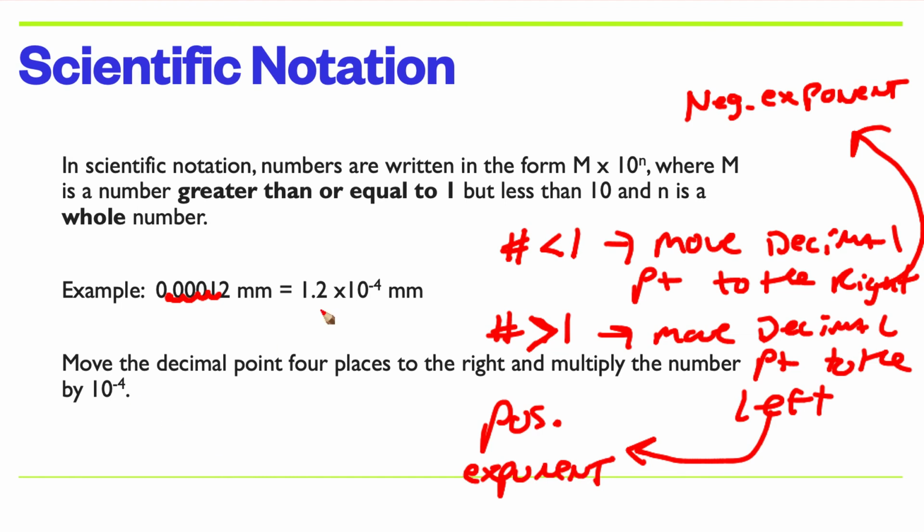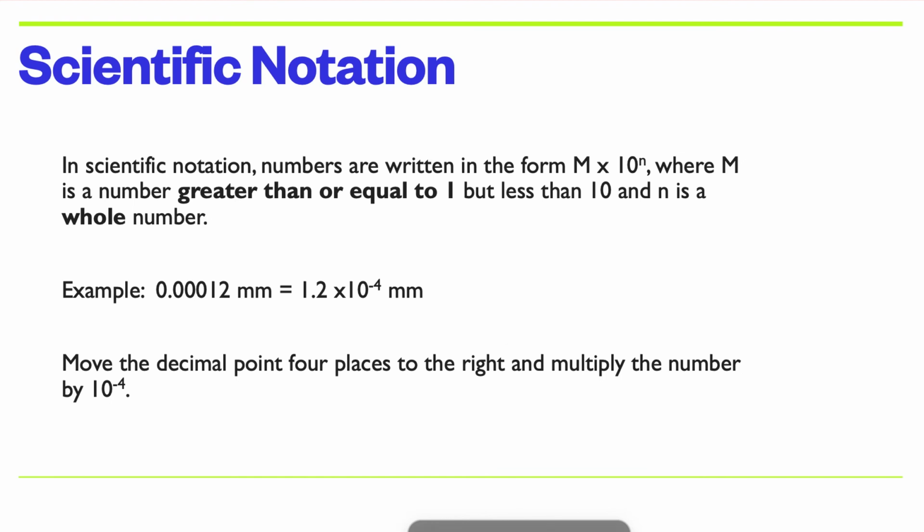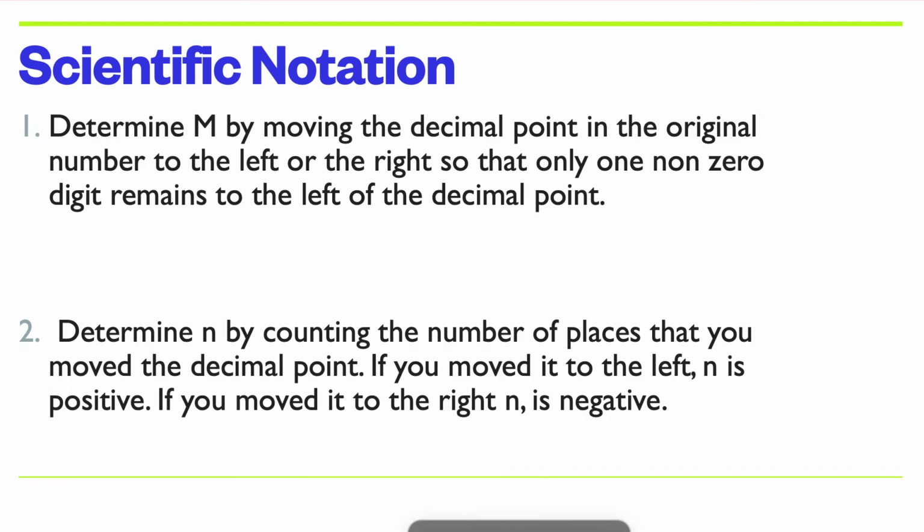So it says when we move the decimal point 4 places to the right, we multiply the number by 10 to the negative 4th. To determine m, move the decimal point in the original number to the left or right so that only one non-zero digit remains to the left of the decimal point. It's everything I said in the slide before. And to determine n, count the number of places that you moved the decimal point. If you moved it to the left, n is positive. If you moved it to the right, n is negative.